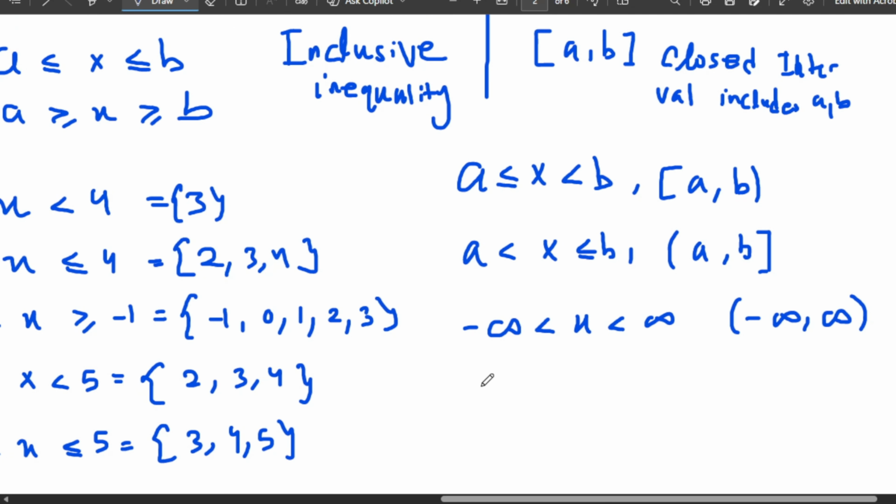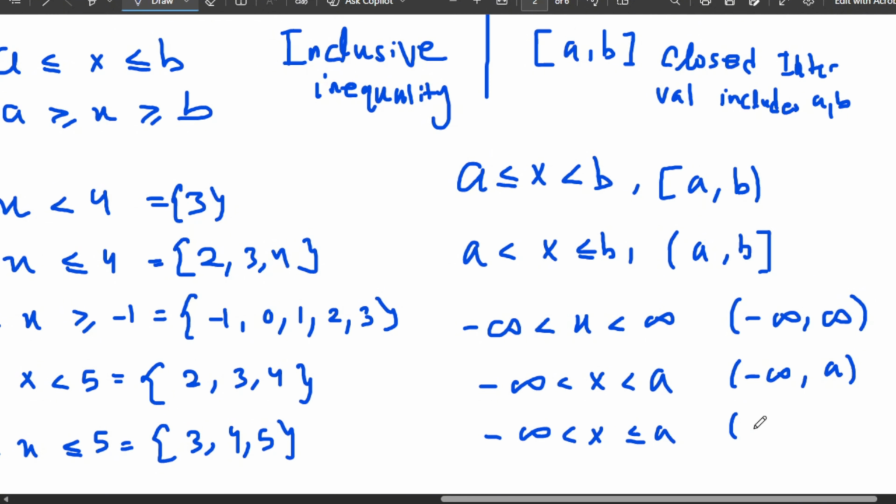And what if it was some constant k, number A here? The same thing, since there's no equal sign, that means the interval notation would be all open brackets. How about negative infinity is less than x is less than or equal to a? That means since a is included, we have a closed bracket here.